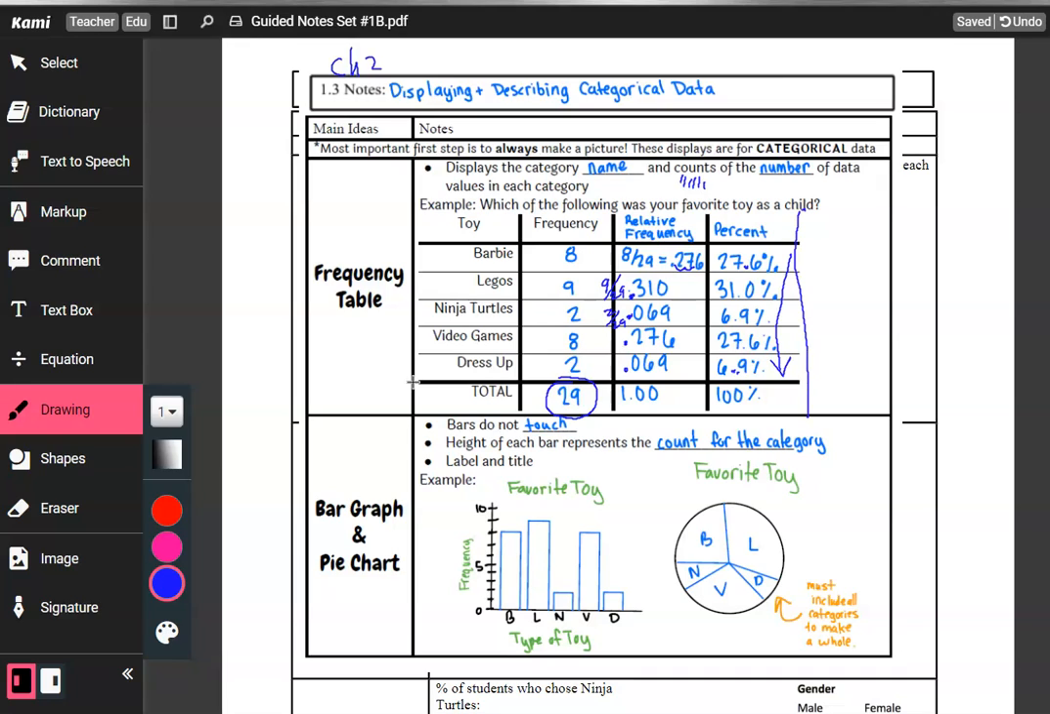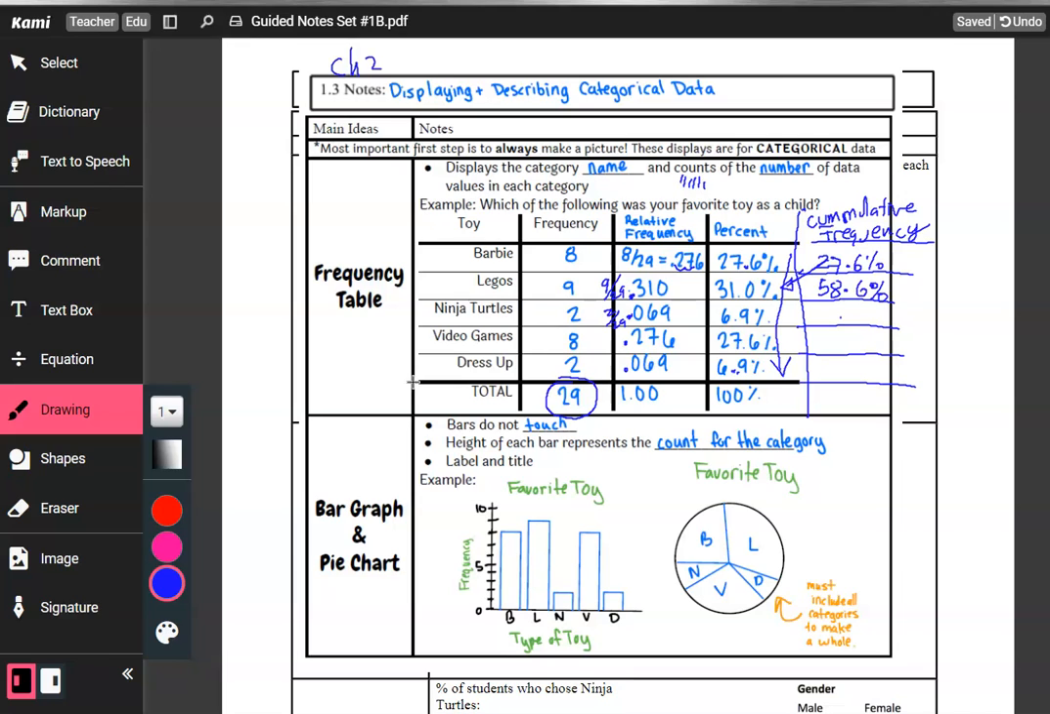Something additional here is called cumulative frequency. So cumulative frequency has to do with adding these percentages. We start off with the first initial percentage, which is 27.6%. And cumulative means you keep adding them up as you go. So you're going to take 27.6, add it with 31. That will be 58.6%.